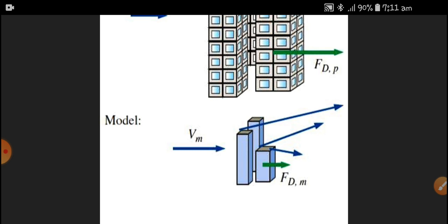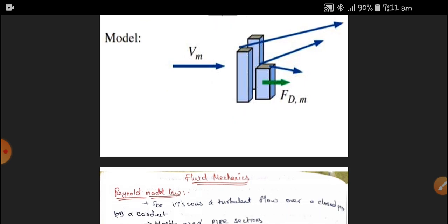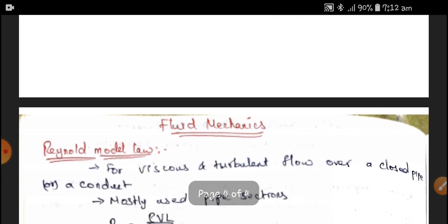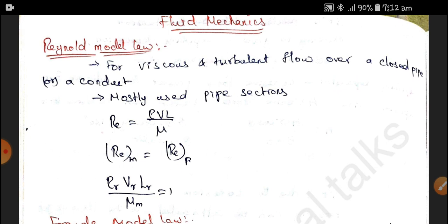So, with this background, I'm going to continue with the model laws involved in fluid mechanics. Here, we are going to concentrate on two model laws. One is Reynolds Model Law, and another one is Froude Model Law. The Reynolds Model Law is for viscous and turbulent flow over a closed pipe or a conduit. Mostly, it is used for pipe sections carrying a fluid.